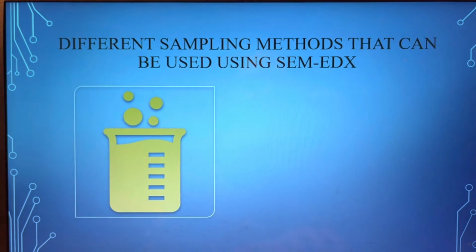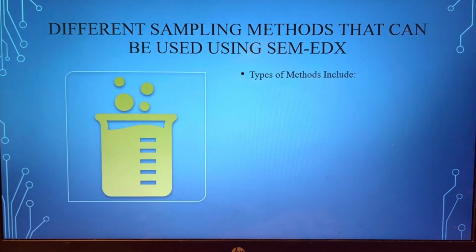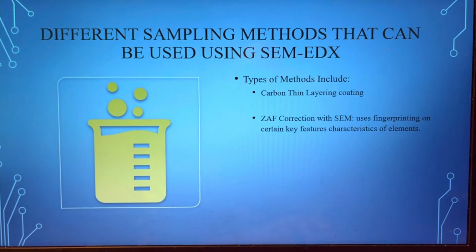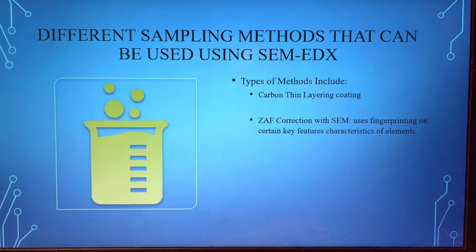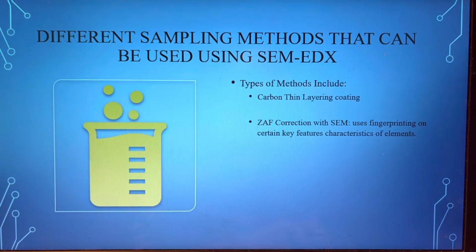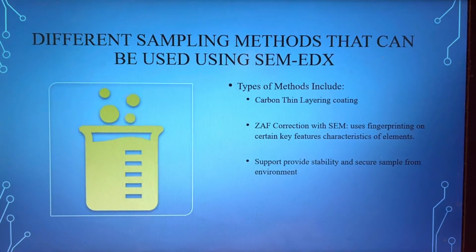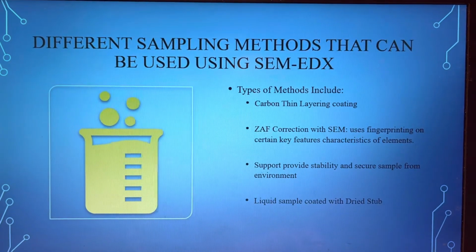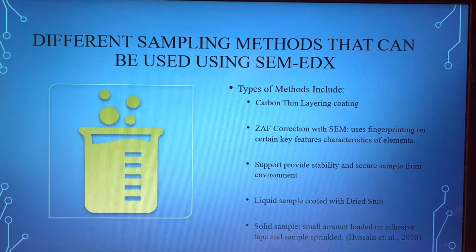So the different sampling methods that can be used with SEM EDX. The types of methods include carbon thin layer coating, ZAF correction with SEM, which uses fingerprinting on certain key feature characteristics of elements. Support provides stability and secures the sample from the environment. The liquid sample is coated with a dry stub. And for the solid sample, a small amount is loaded on adhesive tape and sprinkled.